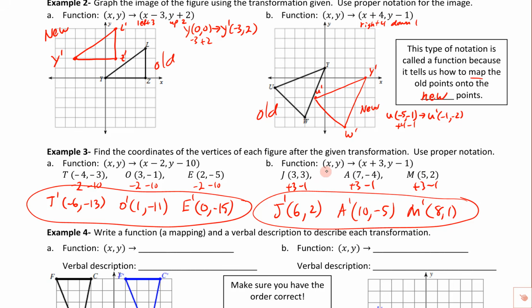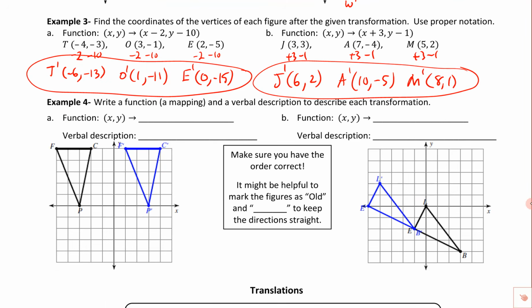You've got some problems where literally all you're doing is using this function to map the old x coordinate to the new x coordinate. Whatever that number is, in this case, we're just going to add 3, and we're taking the old y coordinate and mapping it to a new coordinate by just subtracting 1 from it.